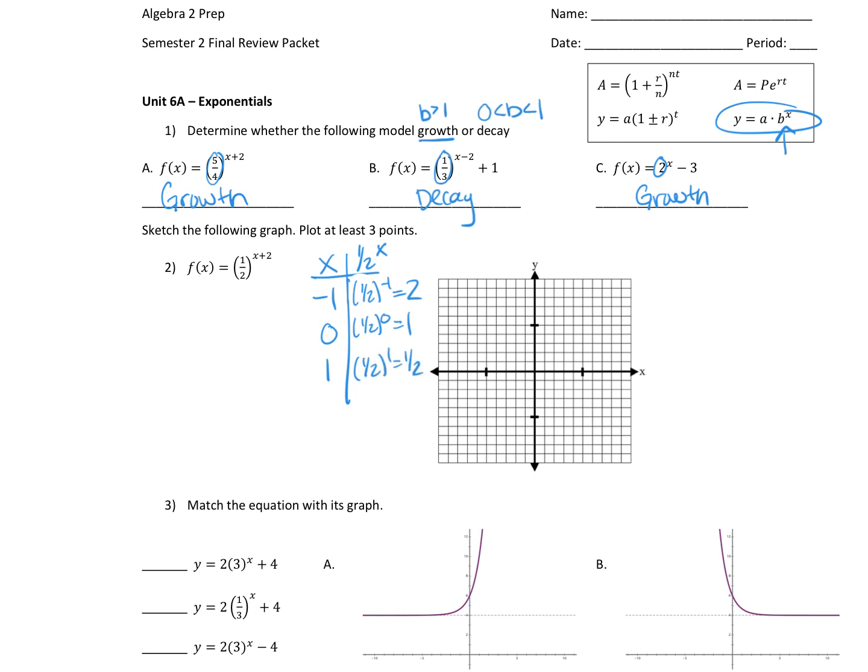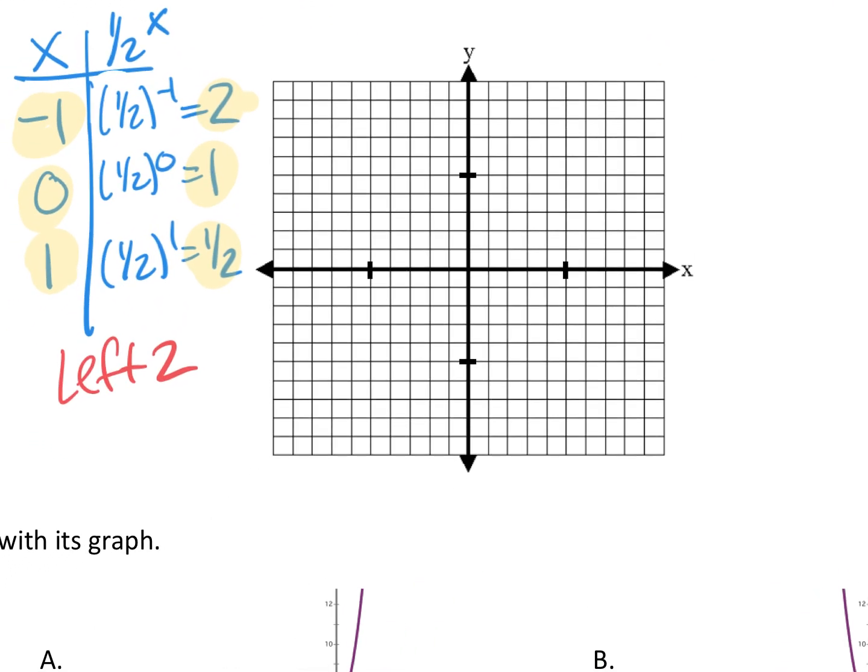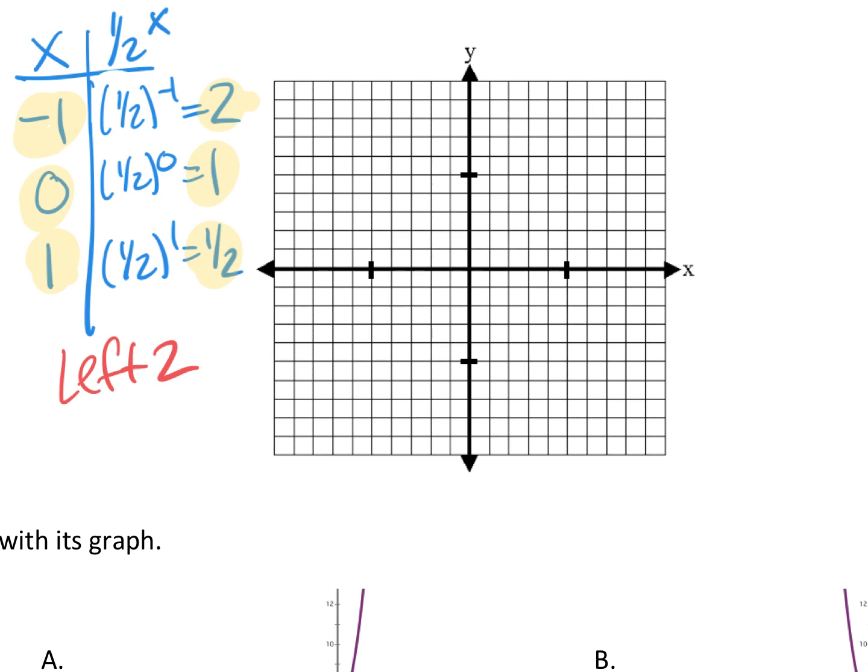So I'm going to plot these points, but then I'm going to move them all with this transformation here, which tells me I'm moving them all left 2. So I'm going to zoom in. Let's plot these points. So I'm going to plot at negative 1, 2, 0, 1, and then 1, 1/2. But now I'm going to move all these points left 2. So left 2, left 2, left 2.